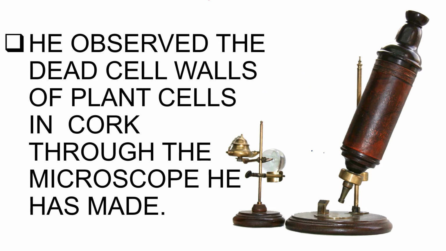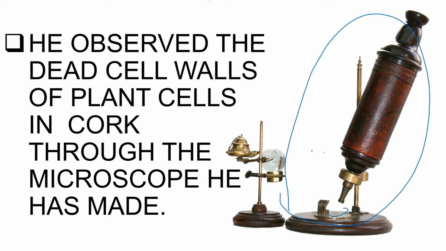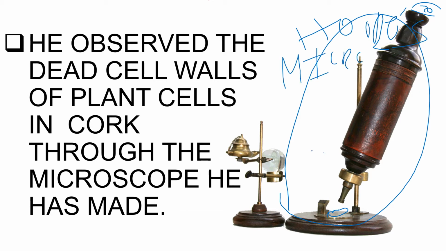Are you ready? He observed the cells, the dead cell walls of plant cells in a cork, through the microscope he had made. See, this is Hooke's microscope. He made it. He observed from here. He kept the cell here and observed from here. This is called Hooke's microscope.